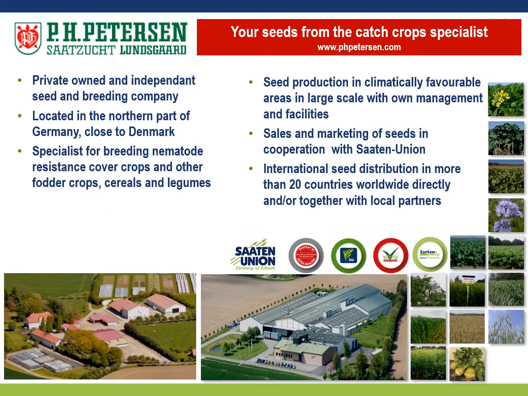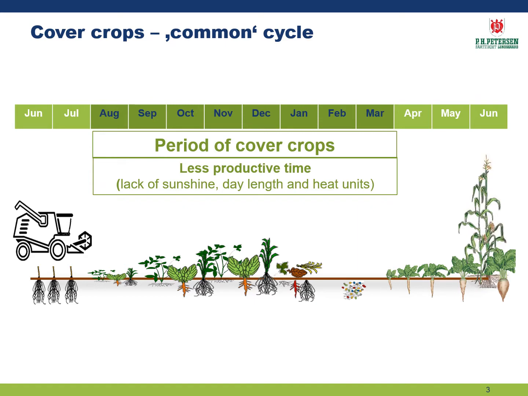I'm a breeder at PH Petersen Saatzucht Lundsgaard, a privately owned and independent seed and breeding company located in the northern part of Germany, close to the Danish border. We are specialists for breeding nematode-resistant cover crops and other fodder crops, cereals and legumes. We do our own seed production, and sales and marketing are together with Saatenunion and or together with local partners.